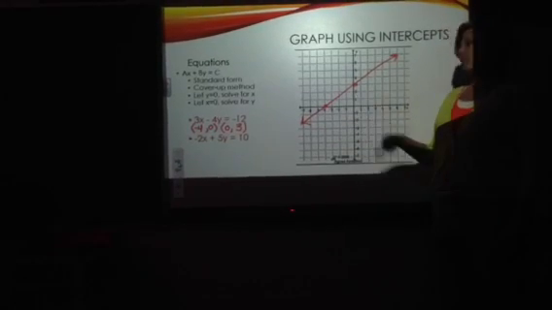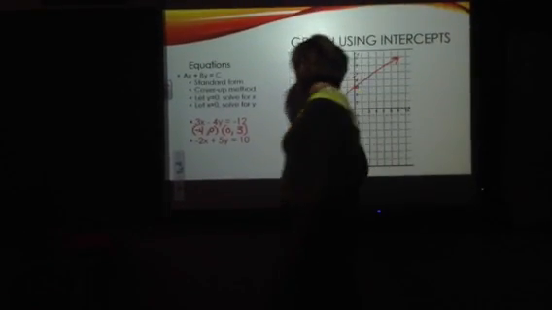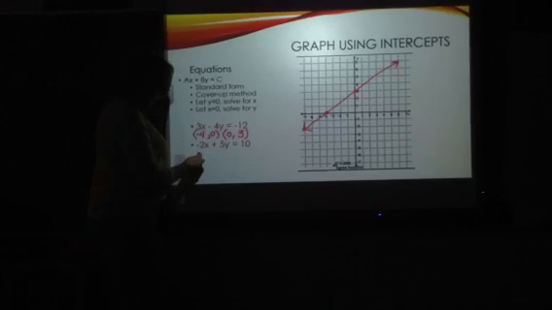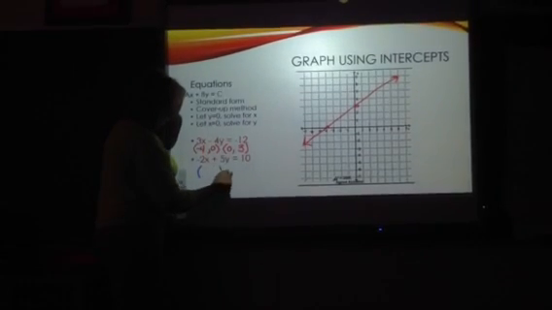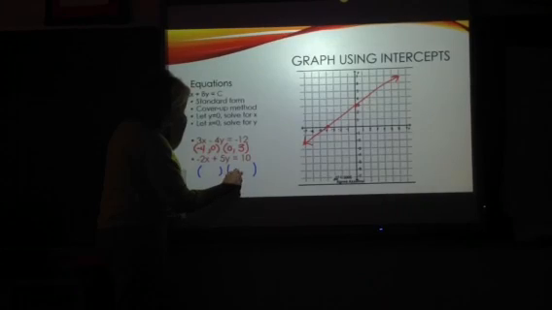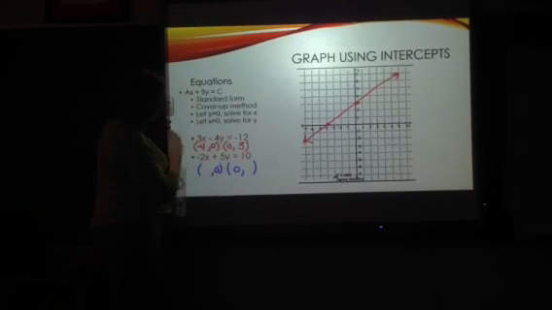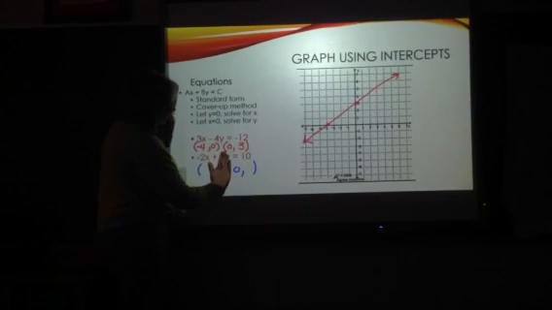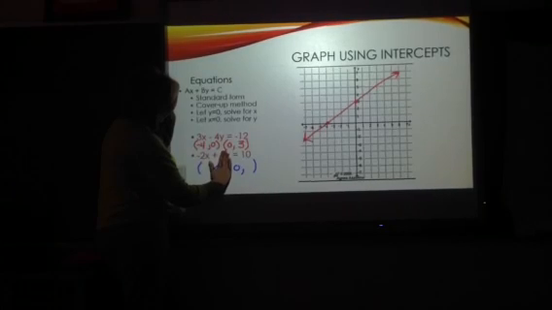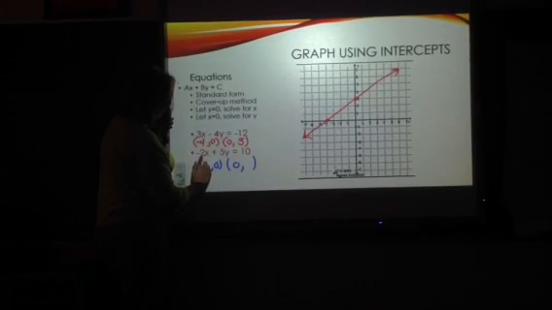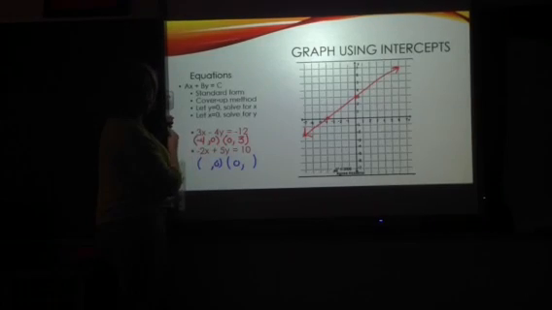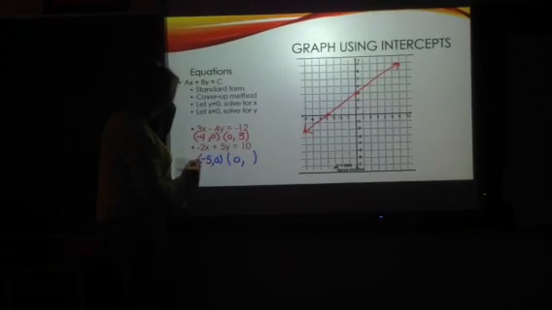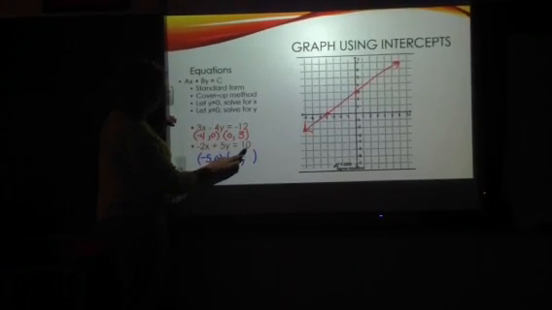Okay, let's do that second one. All right, here I have cover-up method again. I'm going to write my 2 ordered pairs. The first thing I'm going to do is cover up the y term. I'm going to let y equal 0, and when y is 0, negative 2 times what equals 10? Negative 2 times negative 5. Yeah, so negative 2 times negative 5 equals 10.